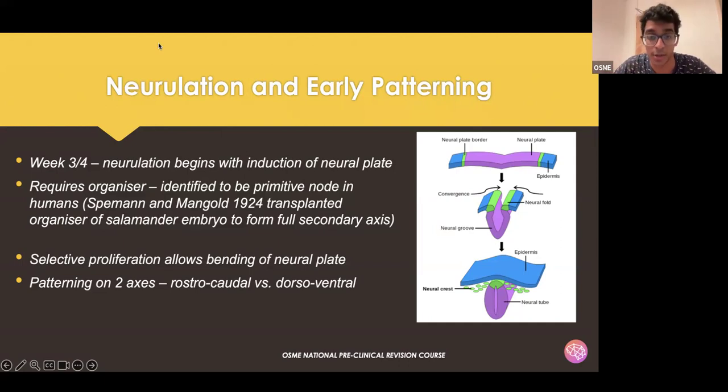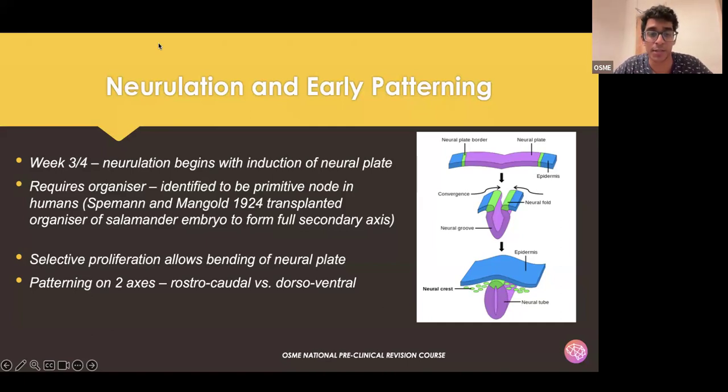So you can maybe look over what that is if you're unsure. So the initial notion that you have an organizer was identified in the early 20th century by Spemann and Mangold. They transplanted the organizer from one salamander embryo to another to show that it led to the formation of a full secondary axis, or the formation of basically a second nervous system. This is a really important experiment, and it's one of the key experiments that's commonly cited when we think about neurulation.